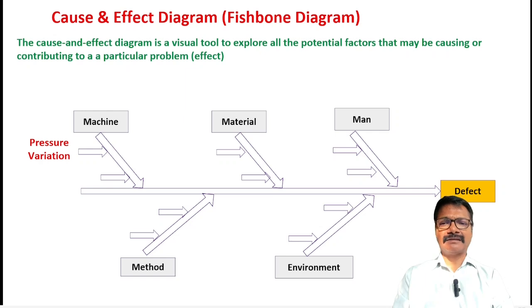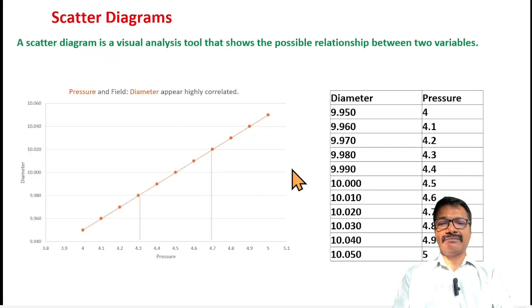So for that, the scatter diagram will be helping us, and that is leading to our next quality tool, that is a scatter diagram. A scatter diagram is a usual analysis tool that shows the possible relation between two variables. Now here you can see diameter and the pressure. These are the two variables which are taken on the y-axis and x-axis respectively. So here you can see diameter and pressure and the graph is drawn.